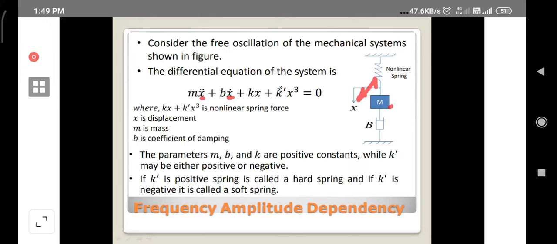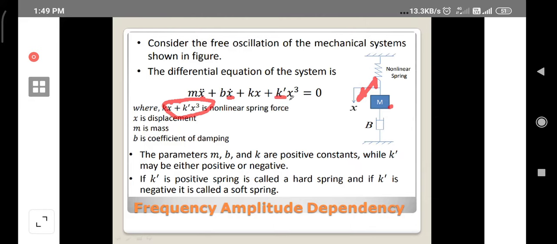So this is the equation, and k is the spring constant. k dash is the one connected with the nonlinear characteristics. So k x plus k dash x cube together is a nonlinear spring force. Here the parameters m, the mass, b, the damping, and k, the spring constant, are positive constants, while k dash can be positive or negative. If k dash is positive, we say the spring is a hard spring, and if k dash is negative, it is called a soft spring.